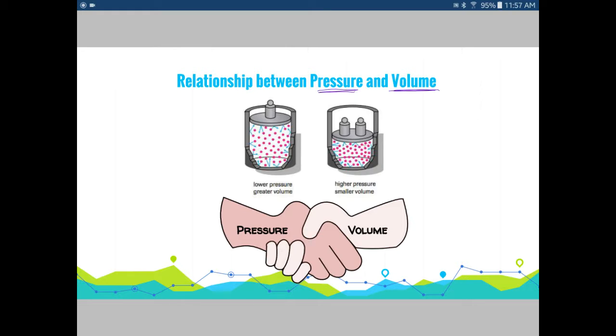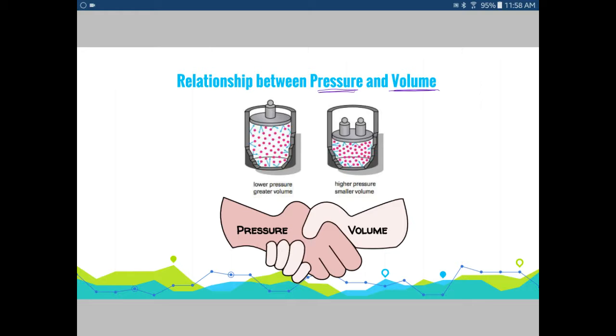You have more collisions of the gas molecules with each other, as well as the gas molecules with the walls of the container. So again, if you have a small volume, it's a higher pressure, or if you have a higher pressure, it usually results in a smaller volume. This is what we call an inverse relationship. As pressure decreases, volume increases. As pressure increases, volume decreases.